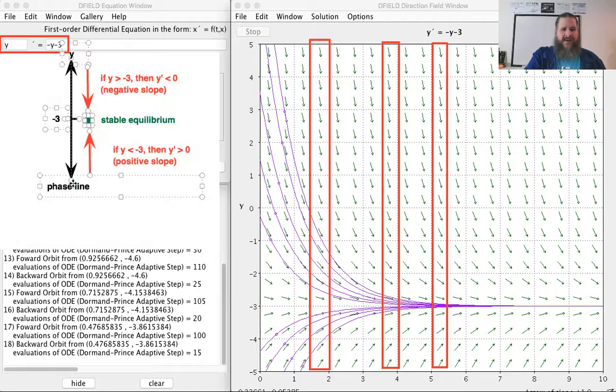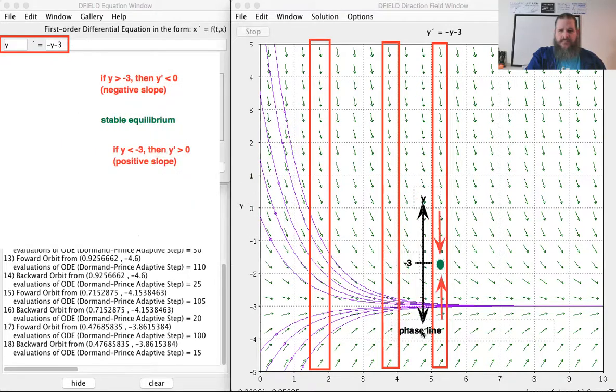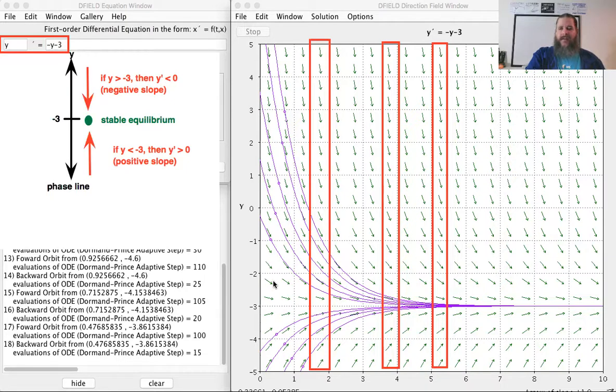Essentially, we're looking at this cross-section. At -3, the slope is 0. Anything above -3 has a negative slope. Anything below -3 has a positive slope. So we really are just looking at that single cross-section of the direction field as all we really care about. That gives us all the information we need. Any other questions on the direction field stuff?